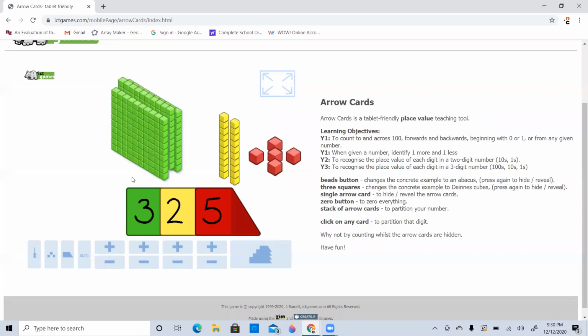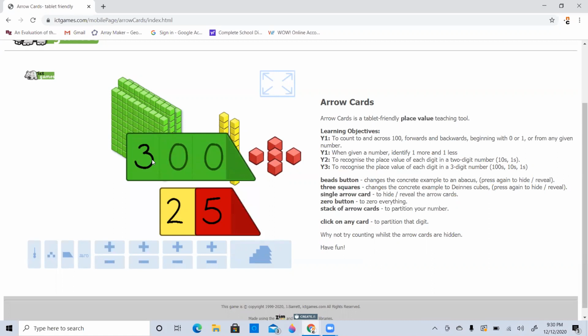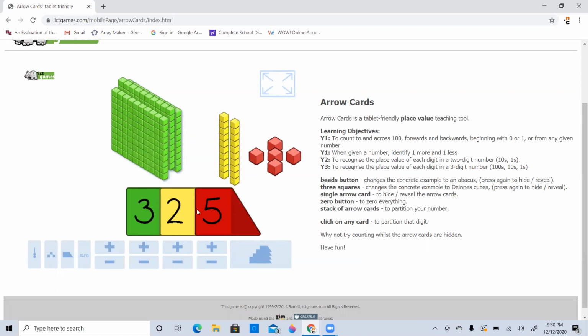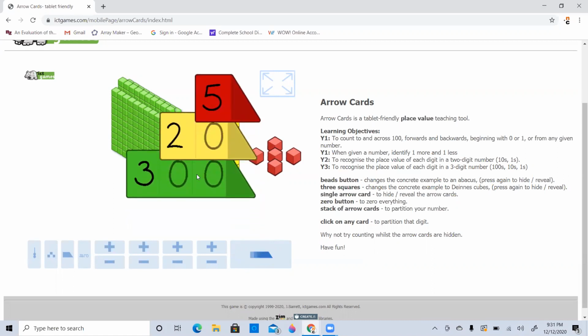And we have one, two, three. We have 300s, which we know is 300. And then over here, we have our two tens, which we know is 20. And then we have our five ones, which is 5. So we know that 325 is 320 and 5. So we have our hundreds place, our tens place, and we have our ones place.